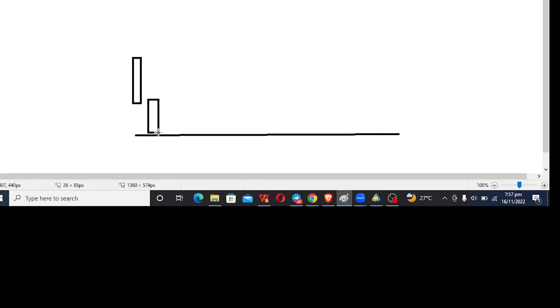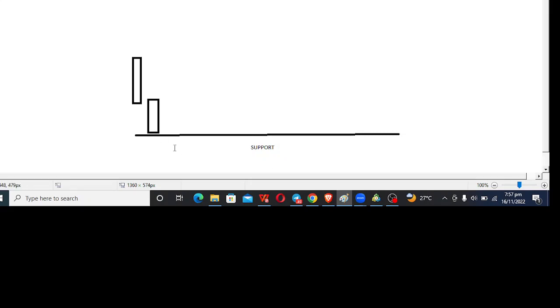So when the market gets here, this is our support. When the market gets here, we expect it to return. So mostly we pick buys on support. Yes, if you do that, you're not wrong.